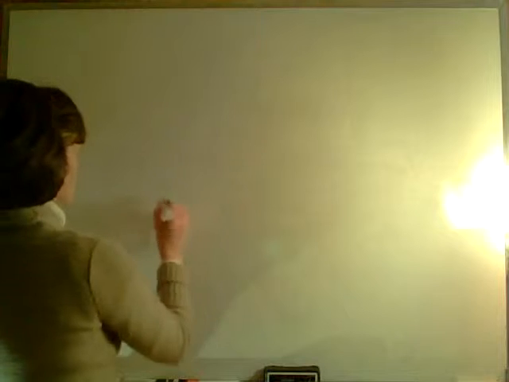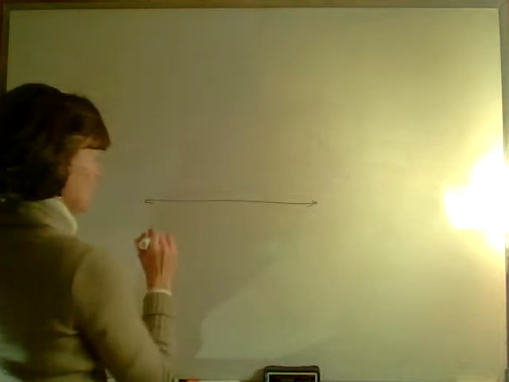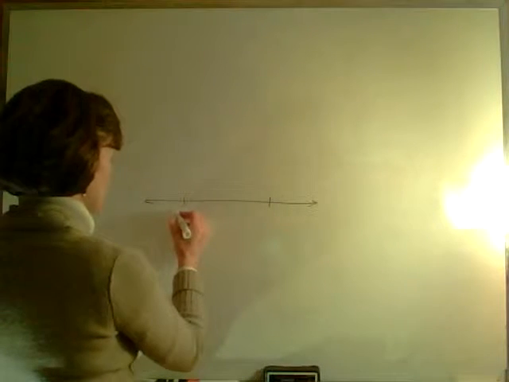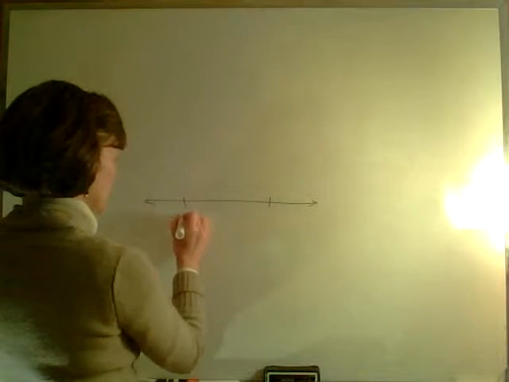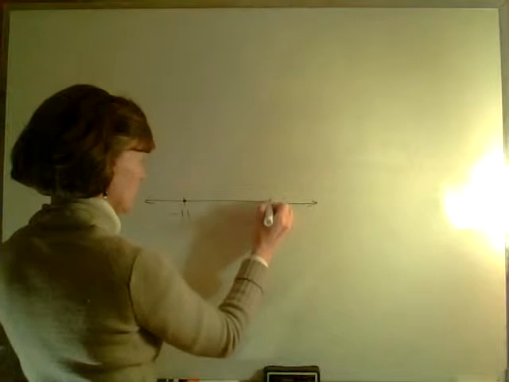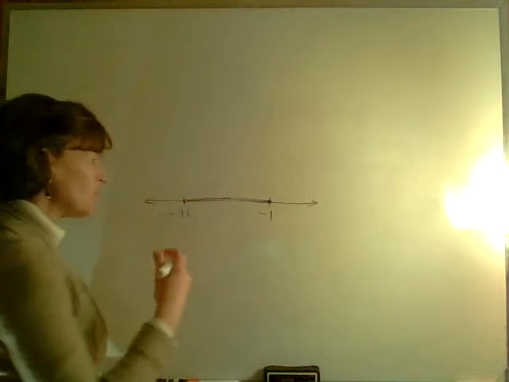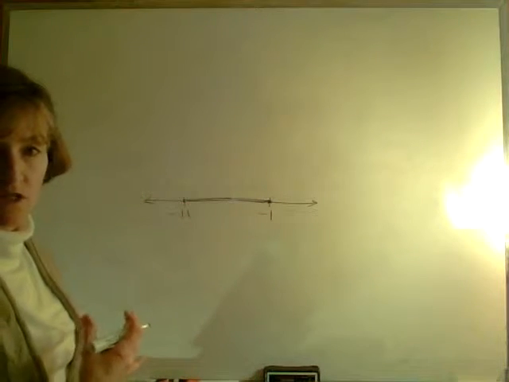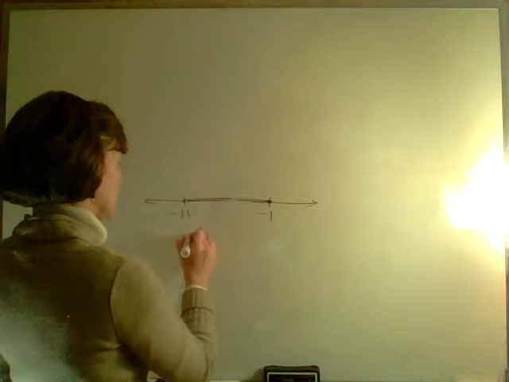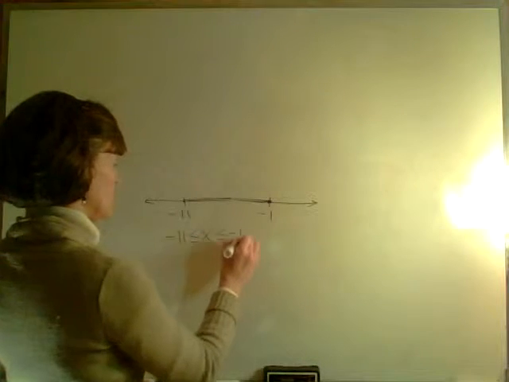All right, so here's my graph. We'll make it from about negative 11 to negative 1, and we'll shade everything in between. Now, if I were writing a compound inequality to represent this graph, then I would simply say that x is greater than or equal to negative 11 and less than or equal to negative 1.